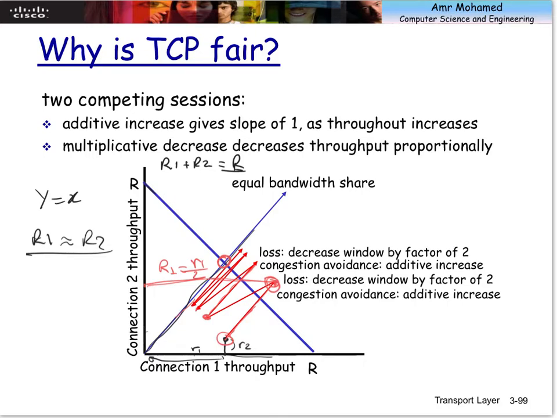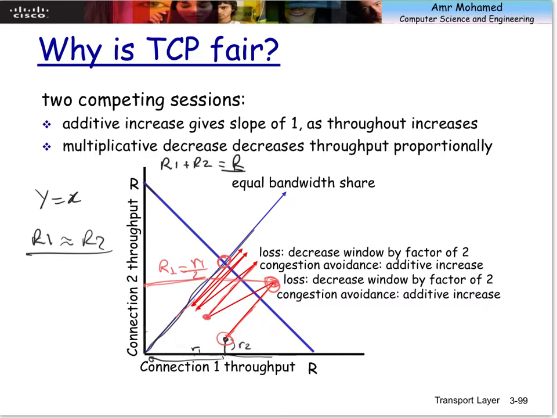Visually, that's why we drop to half. Why? Because if you have R divided by 2, this in some way achieves fairness. If the rate is high, you drop half of the high rate, so you lose a higher amount, okay? And if it's small, you lose a lower amount. So what we are trying to do is that each one will try to drop proportionally.